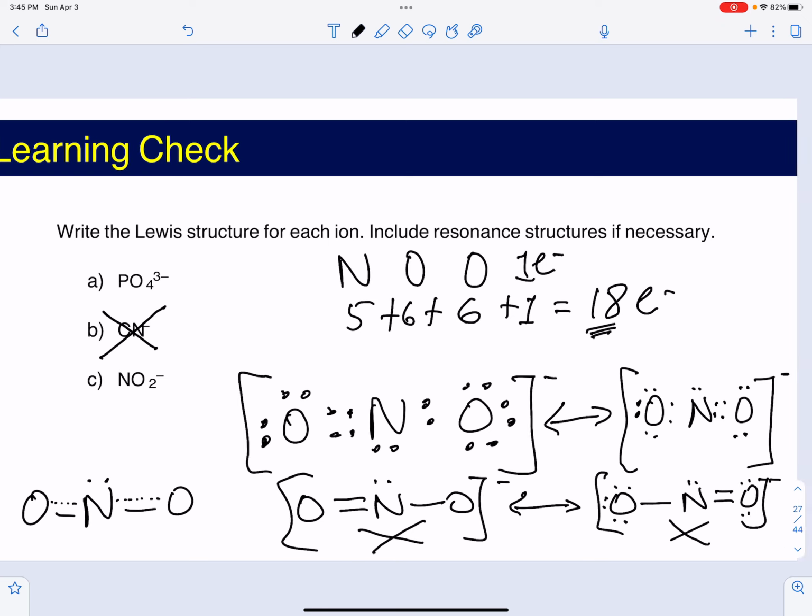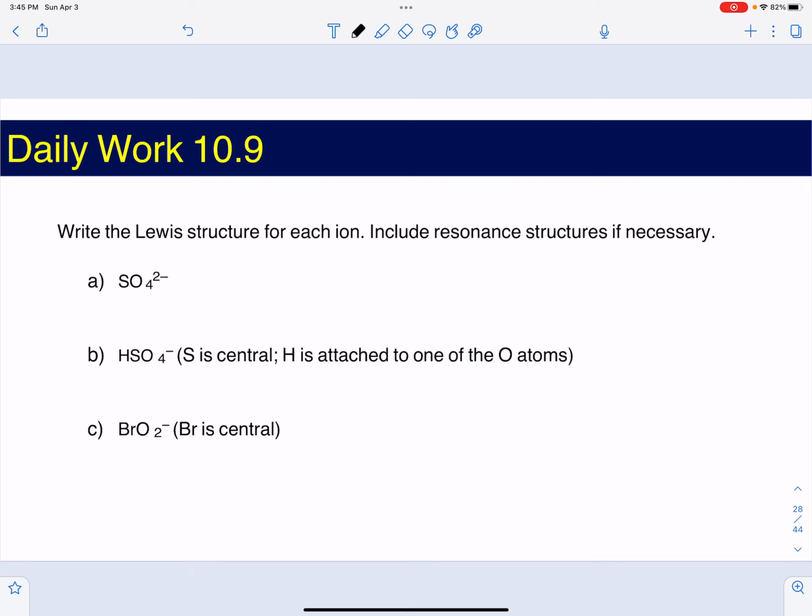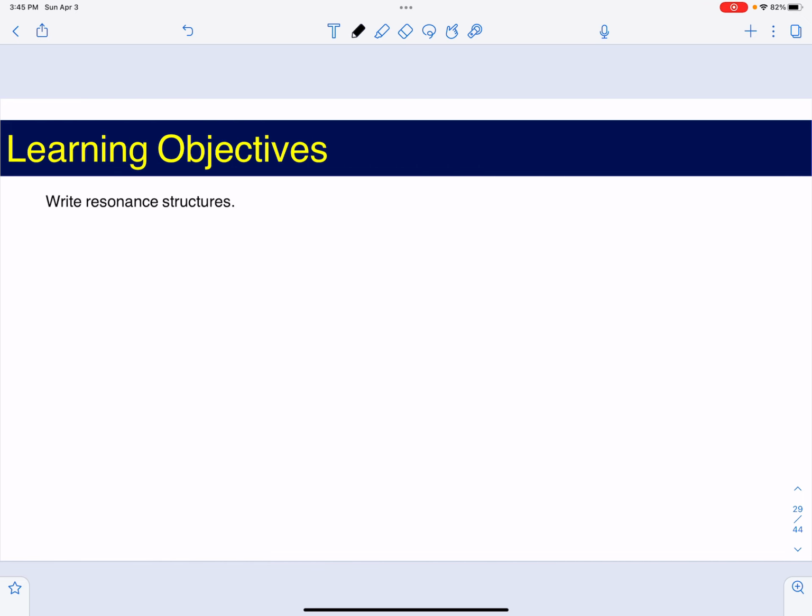So with that information, you should be able to do resonance for these three structures. And when you do that, we will be done with the resonance concept. So now that we know how to do Lewis structures, now that we know how to do resonance structures, let's see how that's going to affect the shapes of the molecules.